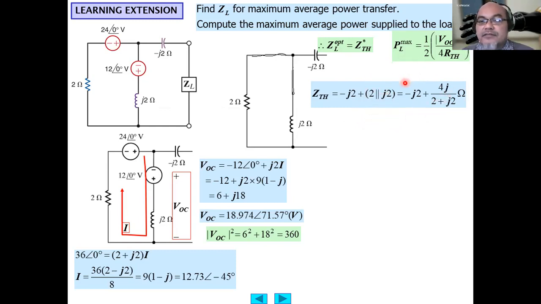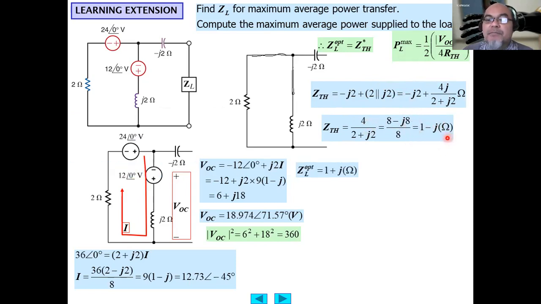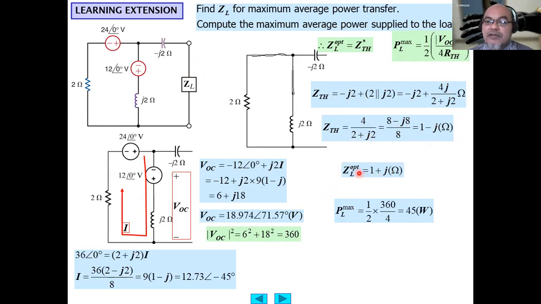We find it equals this one: minus j2 plus 4j divided by 2 plus j2. And we simplify further. This gives ZTH equals 1 minus j ohm. So then the Z optimum of the load should be equal to the conjugate of this ZTH, or 1 plus j ohm.